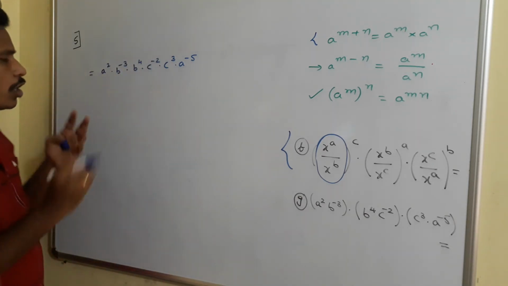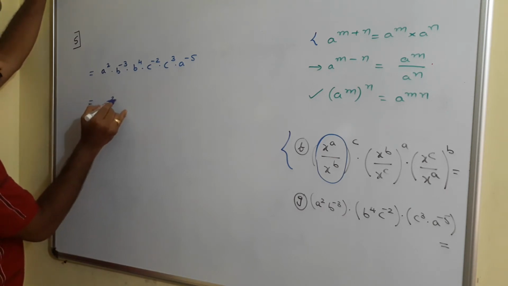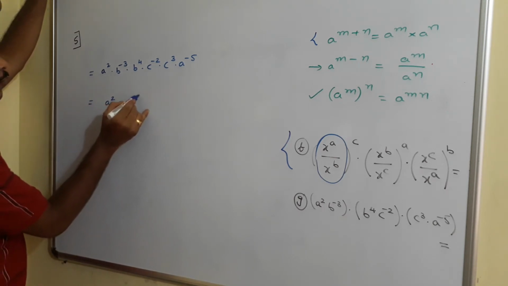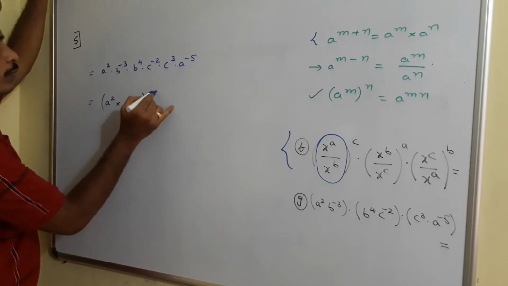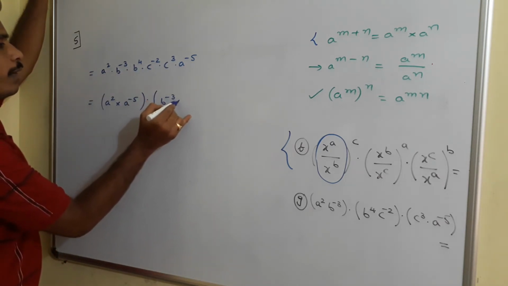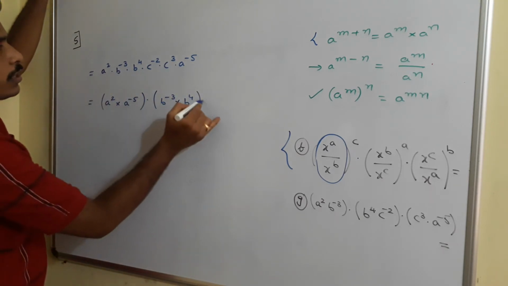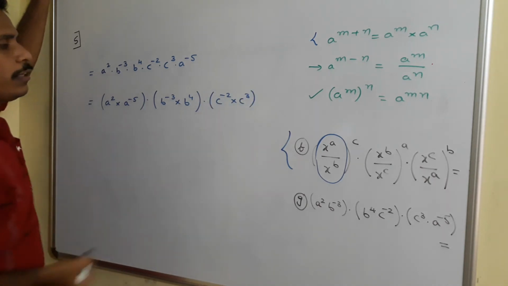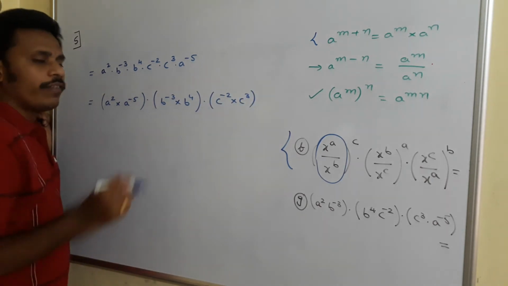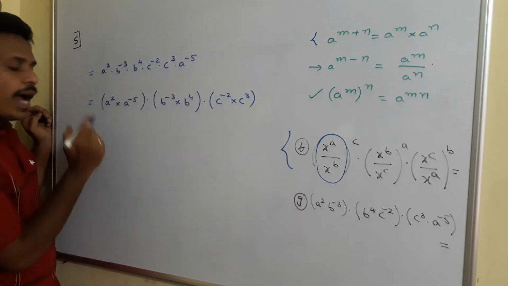So you just change the order, collect the same base terms. See, a square into a power minus 5. See, these two are with the same base a into, next collect b. b power minus 3 into b power 4. Already these two are aside. And the next thing is c power minus 2 into c power 3. And in each and every way, you just use that first law. Since the base is same, add the powers.